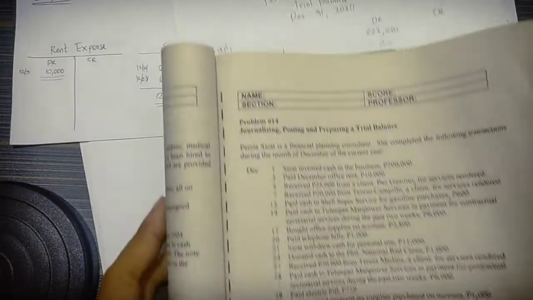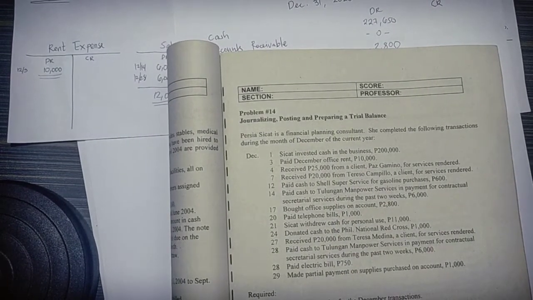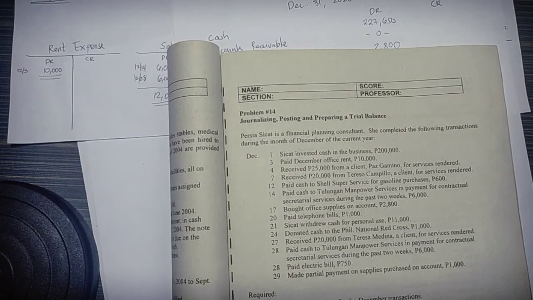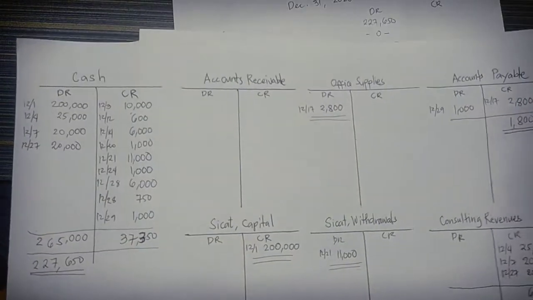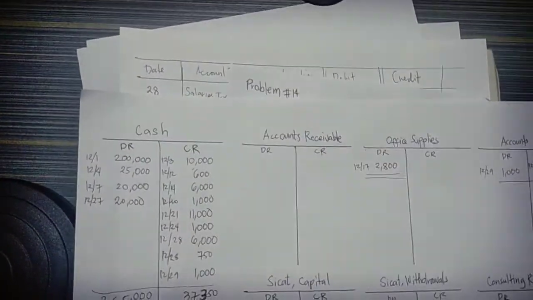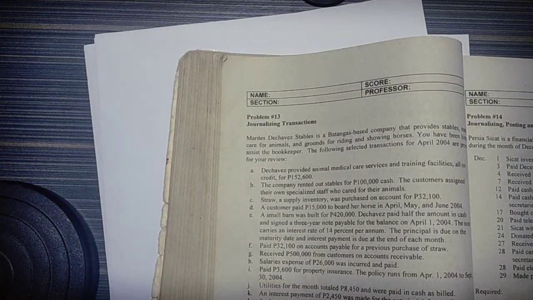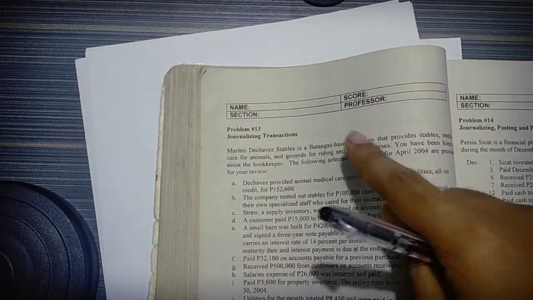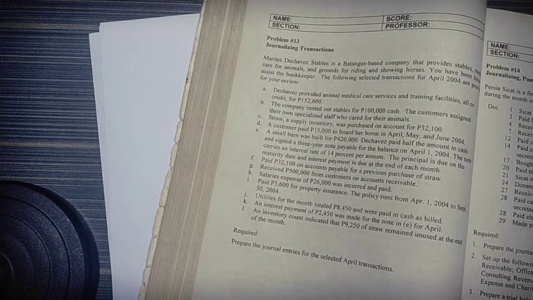So remember, kapag journalizing, posting, and preparing a trial balance, kailangan mong gumawa ng journal entries. Ito siya. Journal entries, tapos the T accounts, and then the trial balance. So pag sinabi na T accounts lang, then ito lang yung gagawin nyo. Diretso na kayo sa T accounts. Pag sinabi na journalizing transactions, tapos required is journal entries lang, then all you just have to do is this one. Journal entries lang.